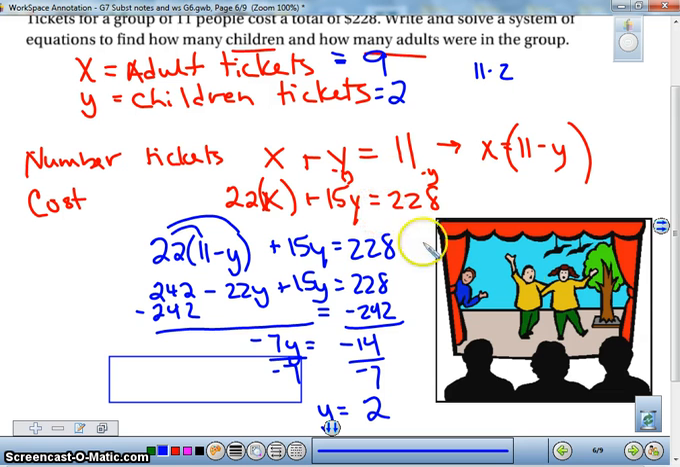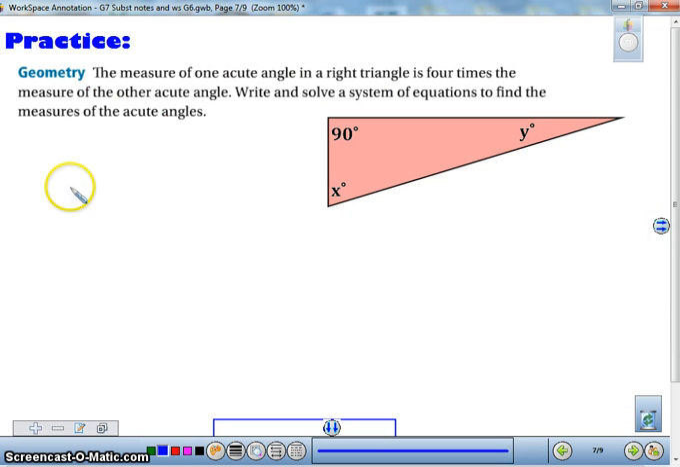Does that make sense for the cost? So here is where we would plug it in for our check and say 22 times 9 plus 15 times 2. Does that equal 228? So please check it on your calculator to make sure. We have one more problem that we're going to look at that I want to show you before we look at your homework and what I'm going to assign.